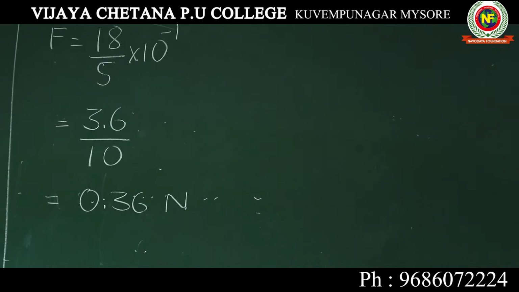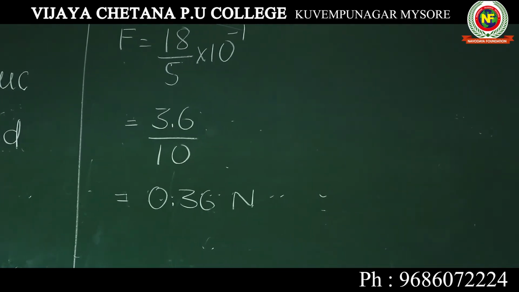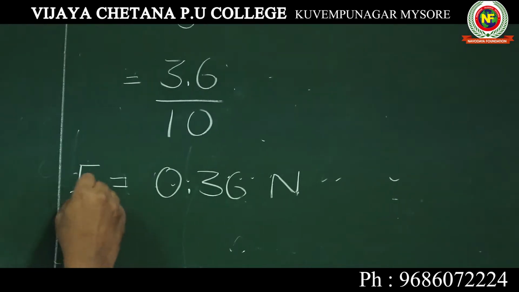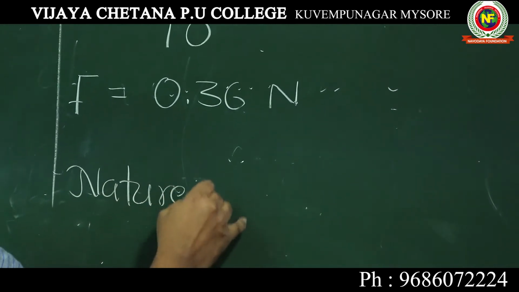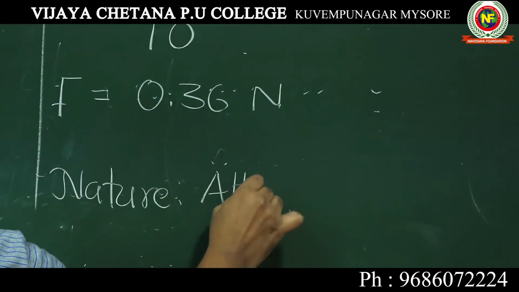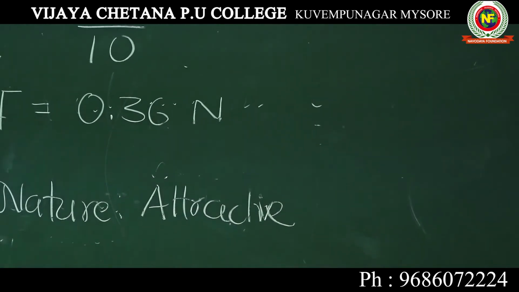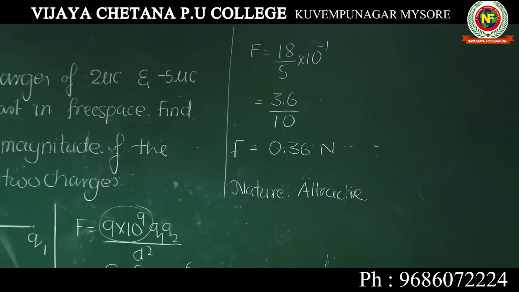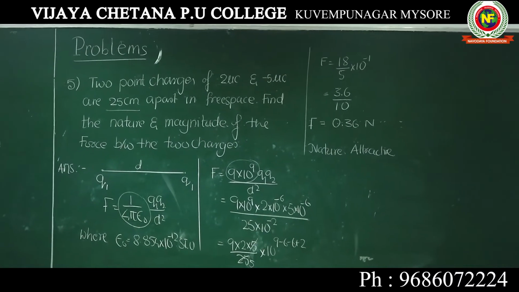Since the two charges are of opposite sign, opposite polarities, they attract each other. So this is the force magnitude, and the nature of the force is attractive. You understand this? The force is attractive. Okay? Copy down this problem. I will give you a similar problem. You must be able to do that.